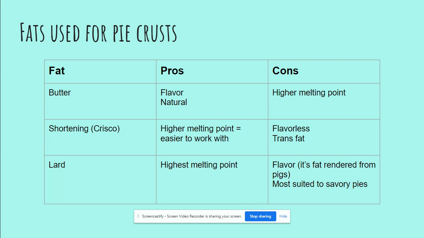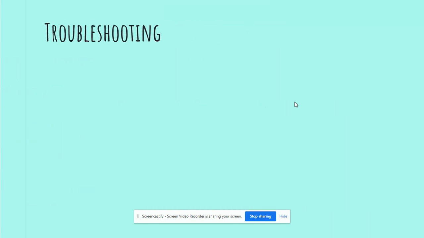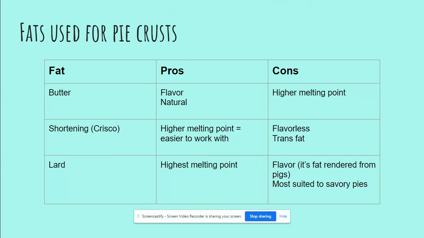Butter is the one that I choose to use just because of the flavor and it's natural. The con is actually it has a lower melting point, not a higher melting point. So I'm going to fix that by the time you guys get it. The lower melting point is bad just because it's easier to melt it before it gets into the oven. So you have to be careful, make sure you're keeping everything cold.